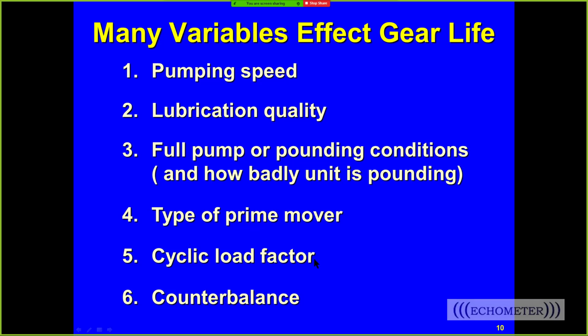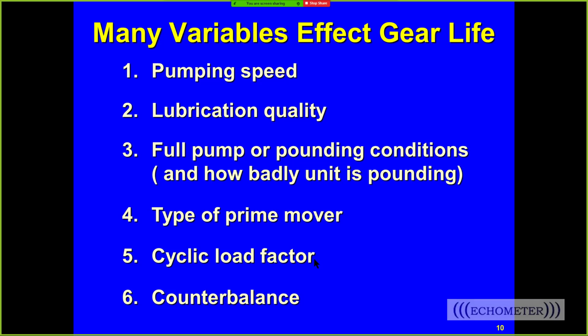Now the cyclic load factor is used to determine the horsepower required of your motor. You take the cyclic load factor times the polished rod load divided by the unit efficiency, and that gives you the required motor size. So the higher the cyclic load factor, the bigger the motor you need, the more horsepower you need, and the lower the cyclic load factor for torque, the smaller the motor you need. So the cyclic load factor is an indication of the unit not quite matching the requirement of the rod loading.